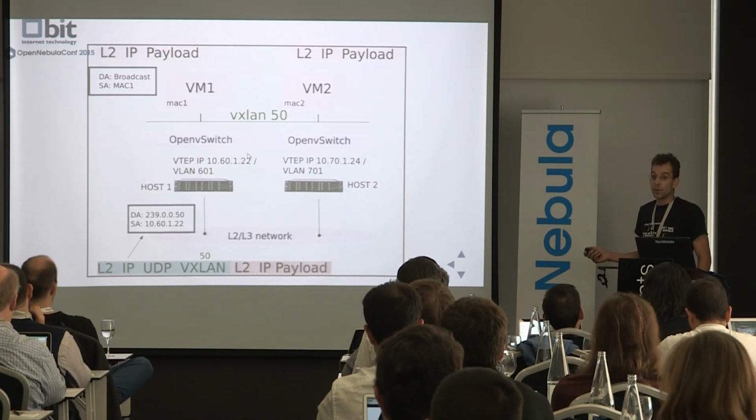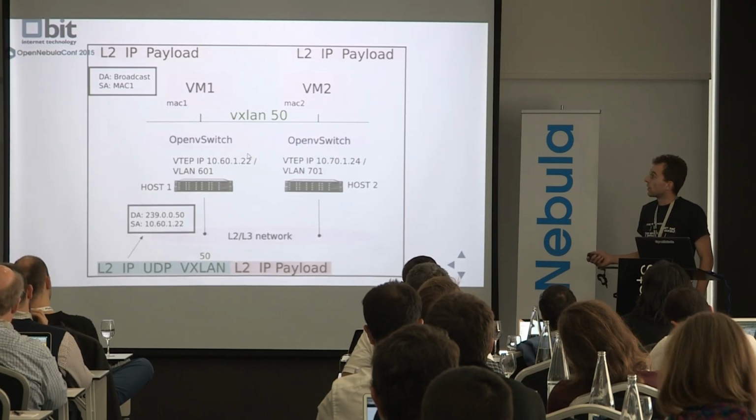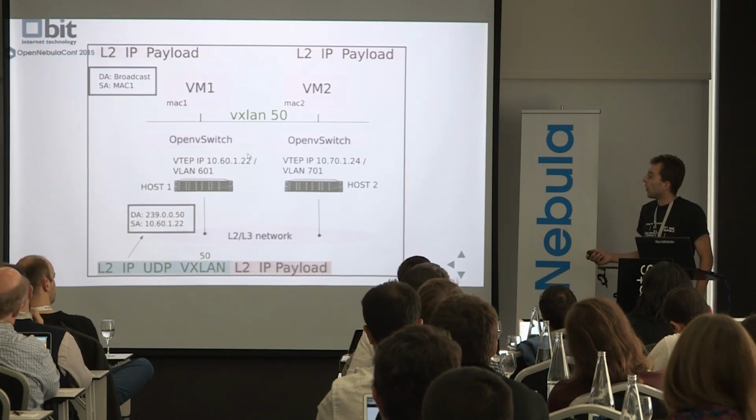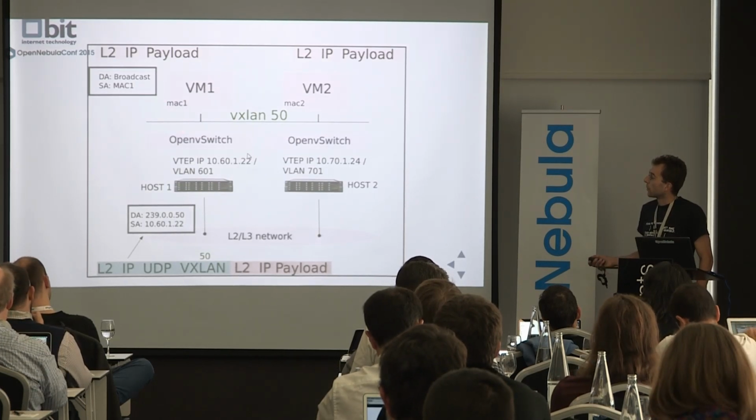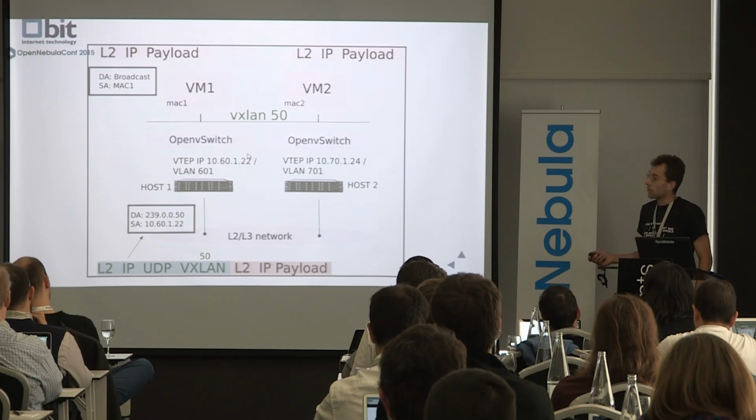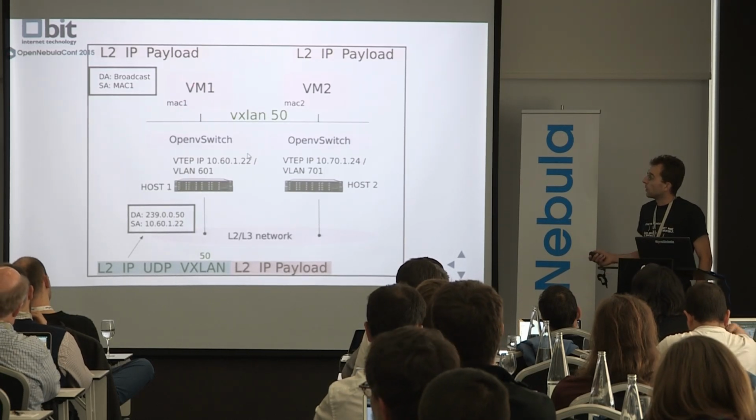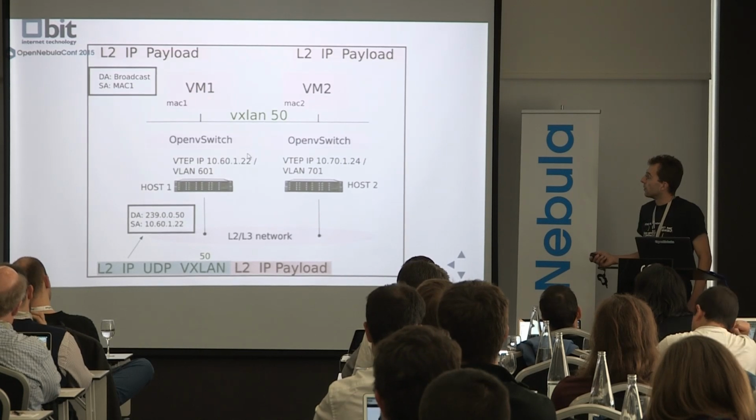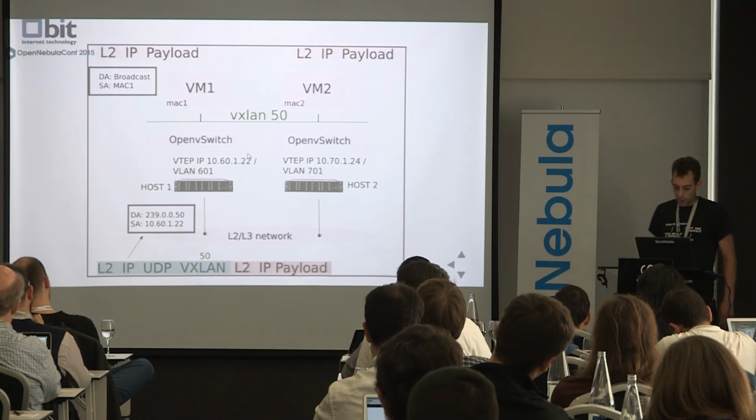If one VM wants to talk to another VM, unknown unicast and multicast traffic from the virtual machine will follow this route. As soon as the tables have learned the destination and source MAC addresses of the virtual machines, all the unicast traffic will go directly from this virtual machine to that virtual machine, from this address to that address. So it's not going by multicast.